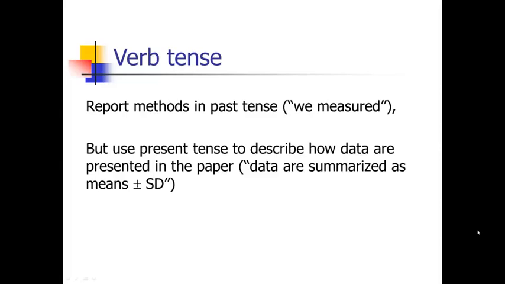But again, you might have passive voice in the methods section. So, data are summarized as means and standard deviations, or Table 1 shows. That's going to be in the present tense because the data are still there. They're still presented in that way. Everything that's about the analysis of the data is already completed, however, so that would be in the past.